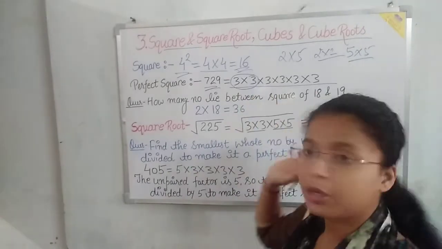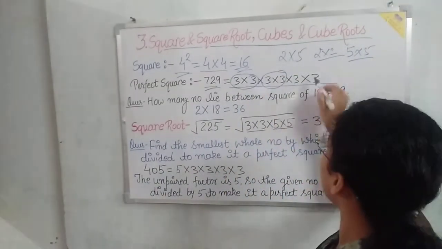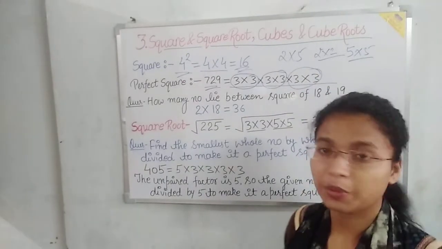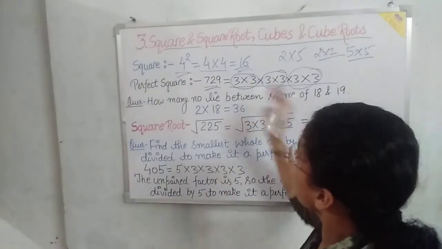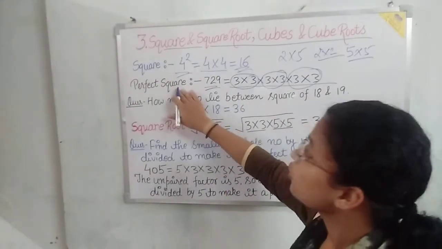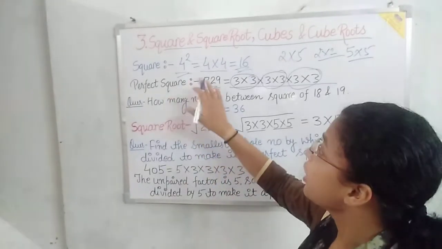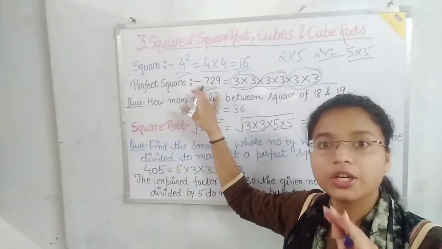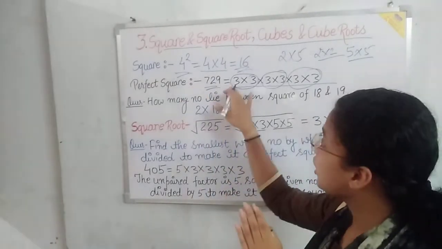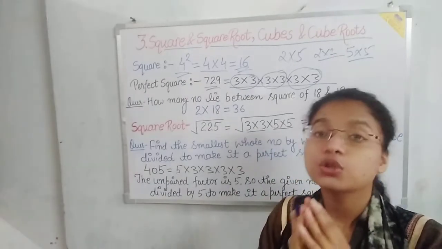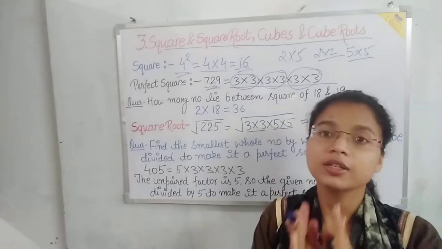So this is one pair, 3 into 3. Now this is 3 into 3, another pair, and this 3 into 3 will be the last pair. How many pairs are there? 3 pairs are there. So the question is, is 729 a perfect square or not? In the factorization of 729, all digits are equally paired. All digits have their pair, so we can say that 729 is a perfect square.